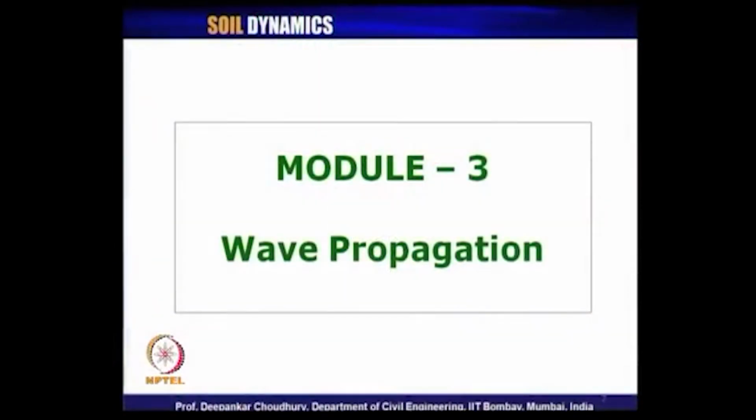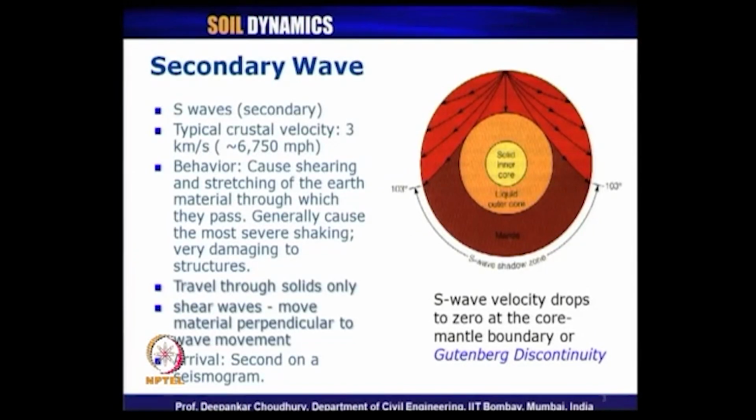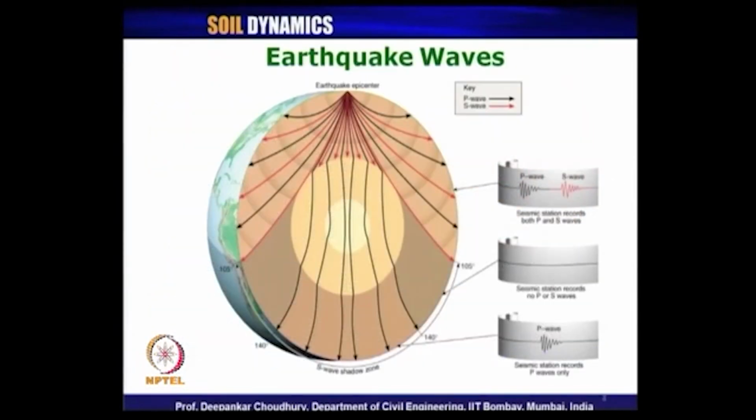Let us start our lecture today on soil dynamics in module 3 of wave propagation. In the previous lecture, we have seen what are the characteristics of secondary wave and what is called Gutenberg discontinuity, and what is the shadow zone for secondary wave inside the earth. And then if any earthquake occurs at the earthquake epicenter and waves are traveling all around through the inner of the earth, then we have seen at different stations P wave and S wave can arrive.